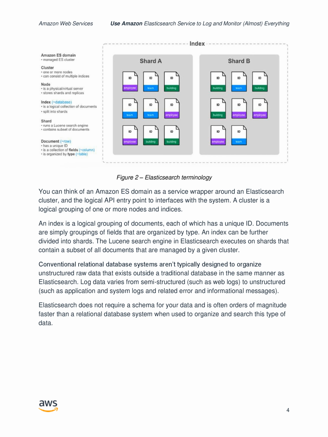Conventional relational database systems aren't typically designed to organize unstructured raw data that exists outside a traditional database in the same manner as Elasticsearch. Log data varies from semi-structured, such as web logs, to unstructured, such as application and system logs and related error and informational messages. Elasticsearch does not require a schema for your data and is often orders of magnitude faster than a relational database system when used to organize and search this type of data.